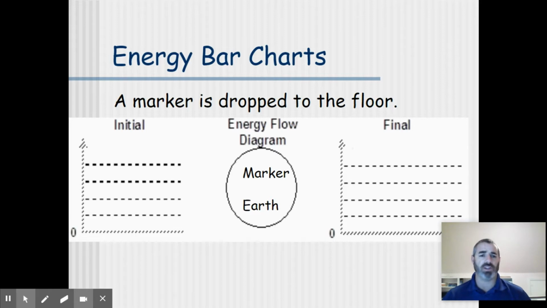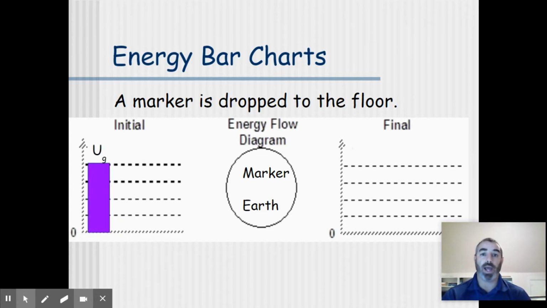Now we're going to ask ourselves three questions for each of the initial and final situations. In the initial situation, is there anything moving? The answer is no. The marker hasn't been dropped yet, so it's not moving. Is there any spring stretched or compressed? Well, we don't have a spring in the system, so no. And lastly, is there anything that has a height greater than zero? The answer is yes. The marker is above what we defined as zero, the floor. So we're going to have gravitational potential energy.